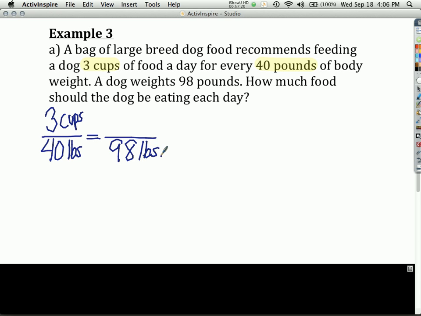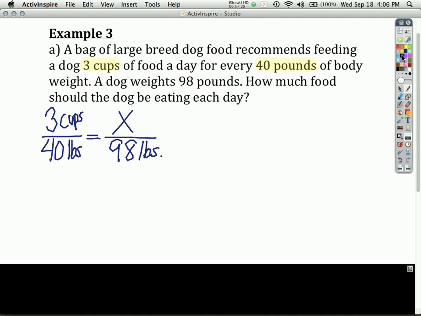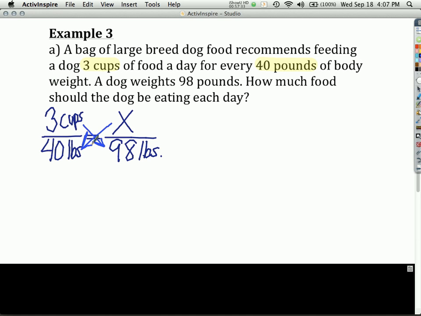So 98 pounds goes here. That's the missing number. Not easy to do mentally, so let's rely on cross products. Multiply, multiply. We have 40x equals, don't do 3 times 98, do 3 times 100, and then subtract 6.